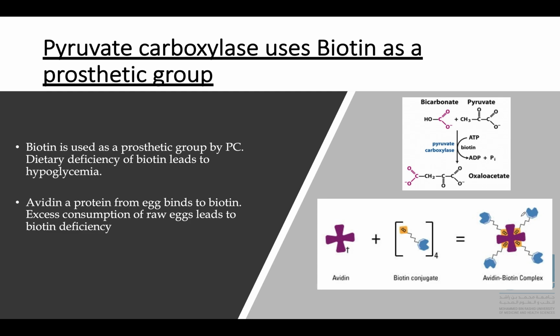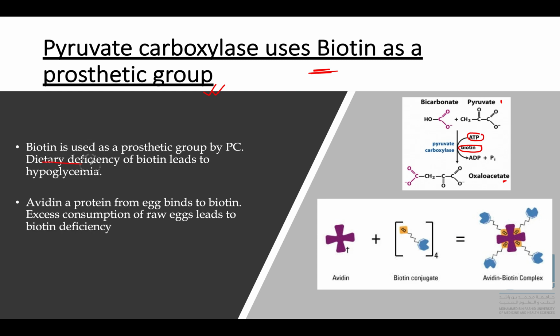Some facts that you need to know. Pyruvate carboxylase is an enzyme that uses biotin as a prosthetic group. You already know what prosthetic groups are, so I'm not going to talk about them, but this enzyme requires biotin as a prosthetic group. And in the process we looked at in the previous slide, pyruvate is converted by the enzyme pyruvate carboxylase to oxaloacetate, and in the process you require biotin as well as an ATP molecule.